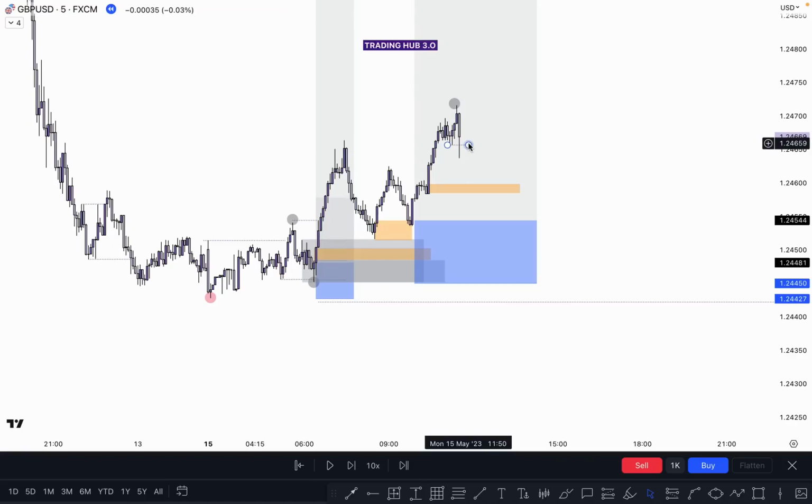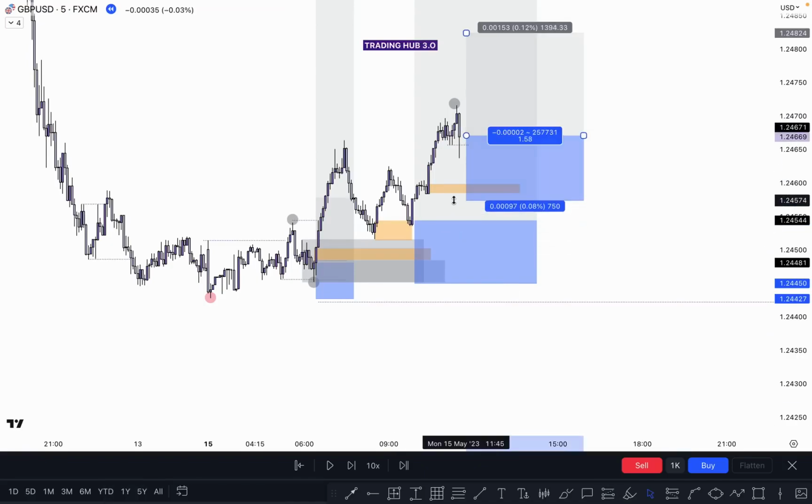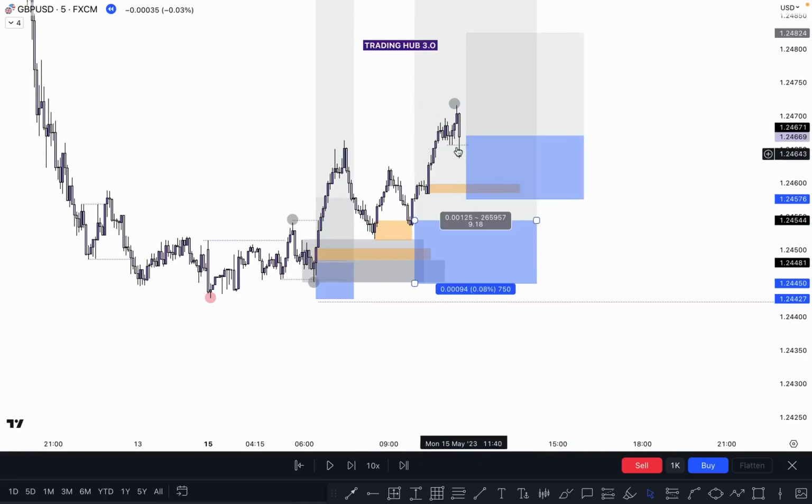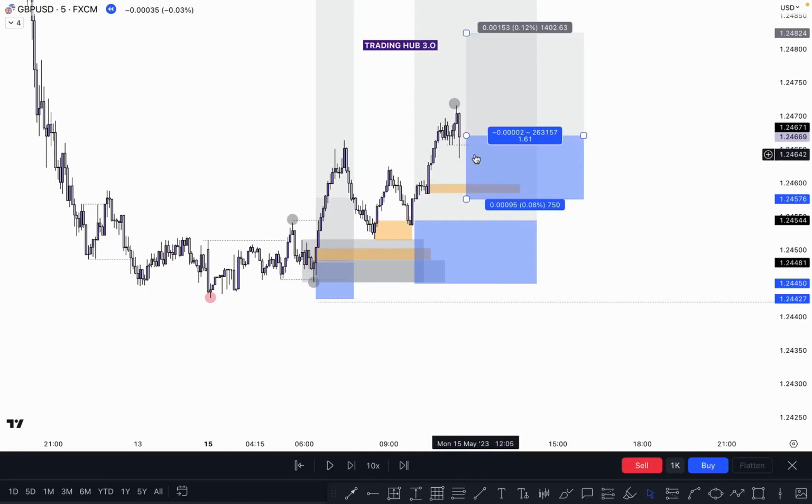I already shared it on Discord, if you know, right? So simply you can buy here, and put the stop loss just below it in this case. Because it's just a liquidity sweep, if you are buying directly here, this is an aggressive entry.